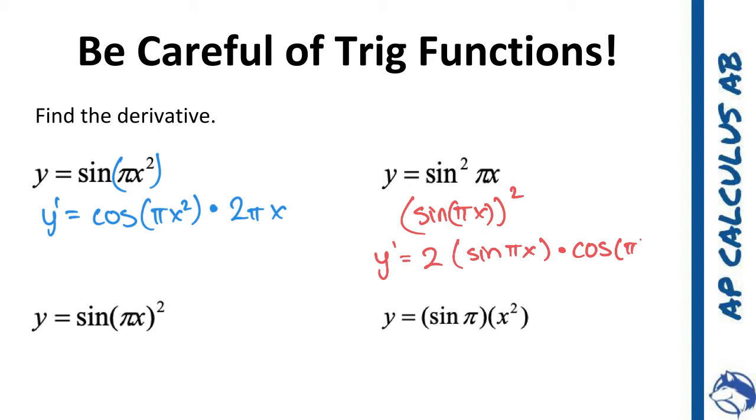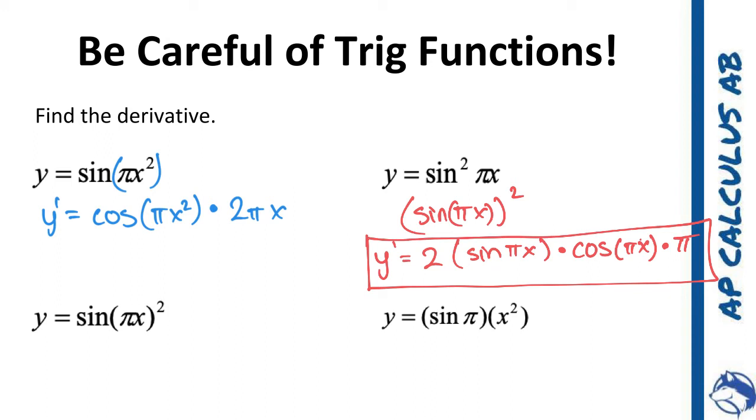And then hopefully you're seeing that there's another little baby in here. So I have to take the derivative of what's inside the cosine of pi x. So that's just pi. And so that's what you have to keep in mind for this one, and how that's different than the first one.